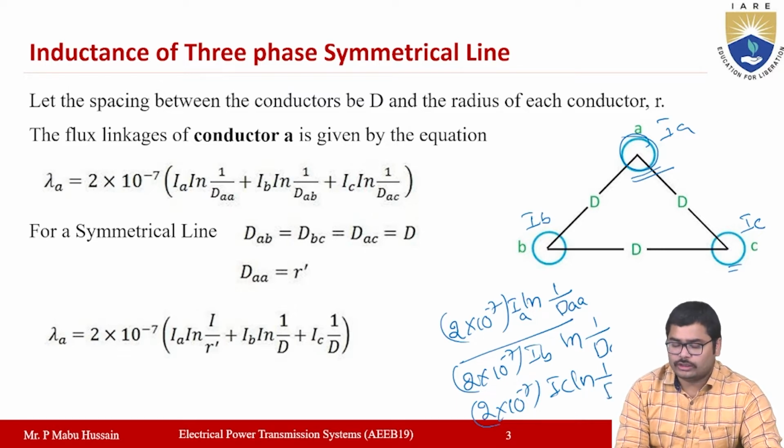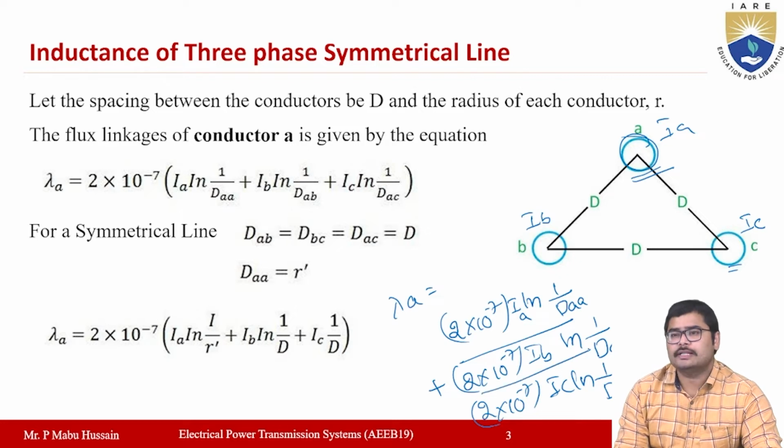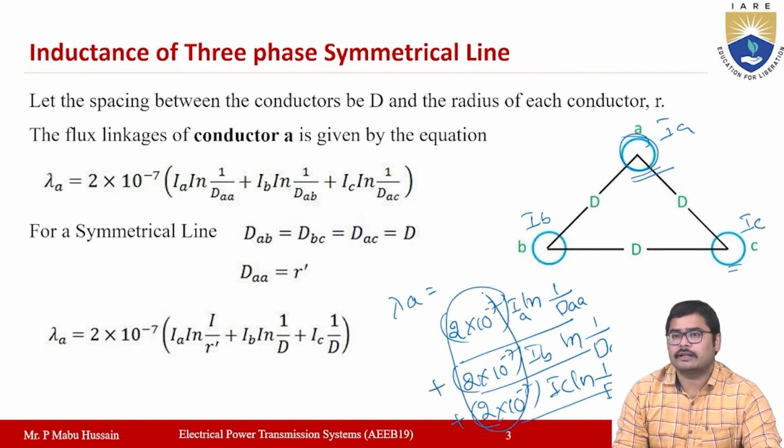Now the total flux linkage of conductor A will be equal to the flux linkage of conductor A due to its own current, plus the flux linkage of conductor A due to the current flowing in conductor B, plus the flux linkage of conductor A due to the current flowing in conductor C also. In all the terms you have 2 into 10 power minus 7, which is common.